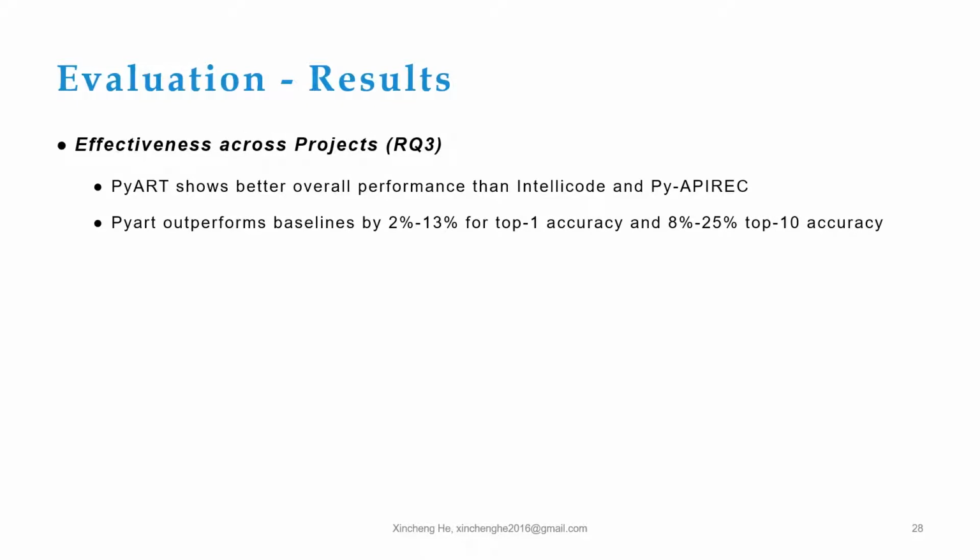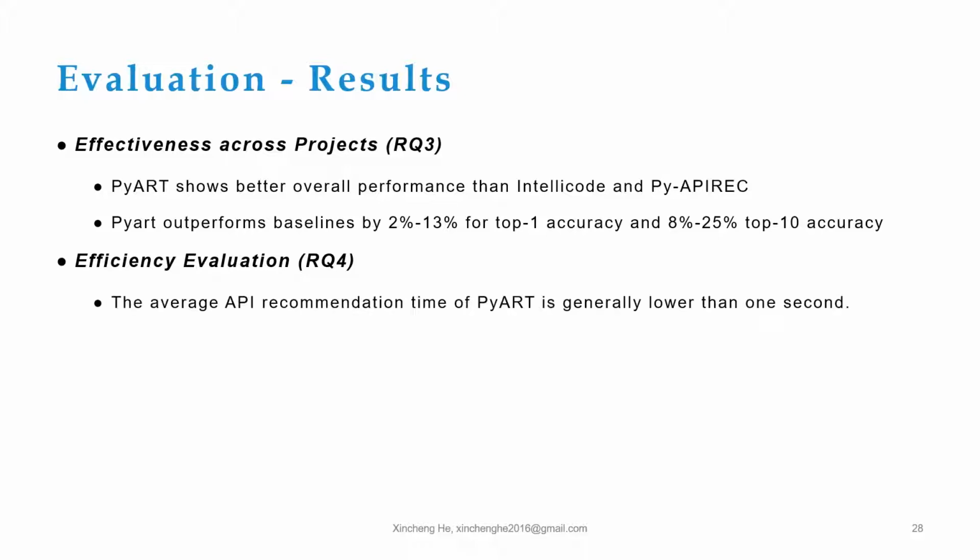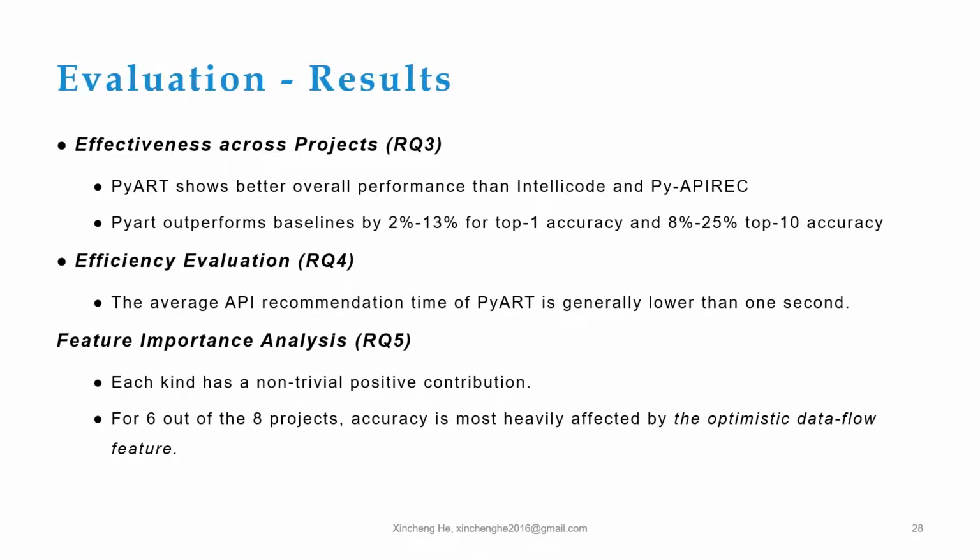It's important for API recognition tools to make cross-project recognition for more generality and usability. For cross-project recognition, PyART shows better overall performance than IntelliCode and APIREC and outperforms baselines for top K accuracies. For efficiency evaluation, the average API recognition time of PyART is generally lower than 1 second, hardly noticeable. This is very important to satisfy real-time requirements. For feature importance analysis, we observe that each kind has a non-trivial positive contribution to the accuracy. For 6 out of the 8 projects, accuracy is most heavily affected by the optimistic data flow feature.